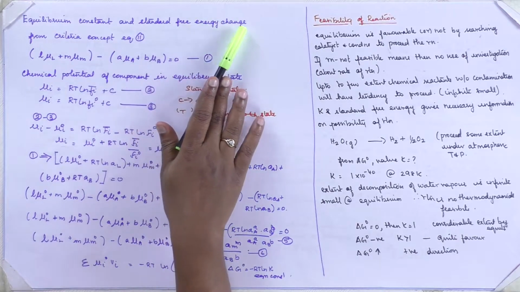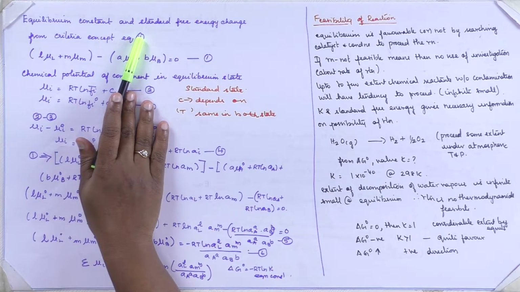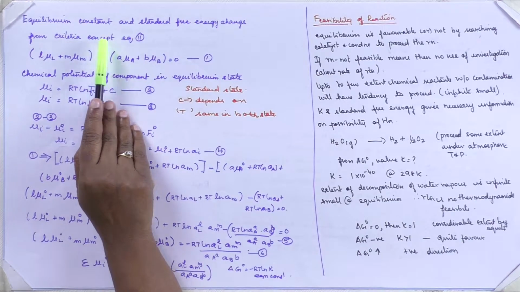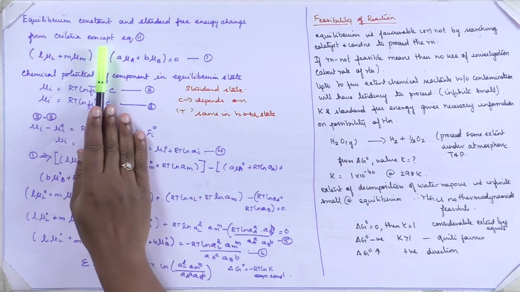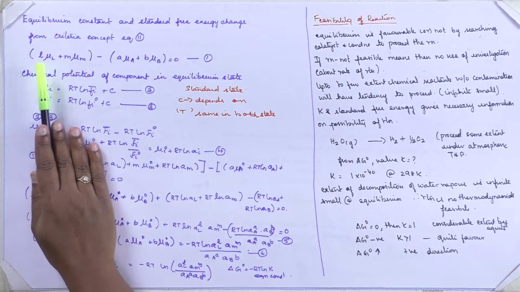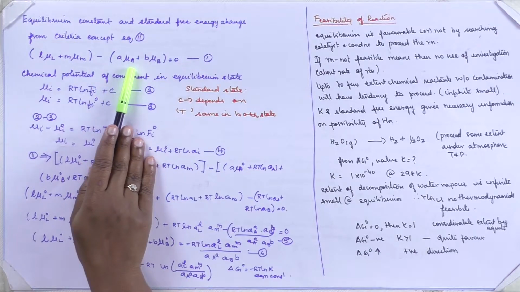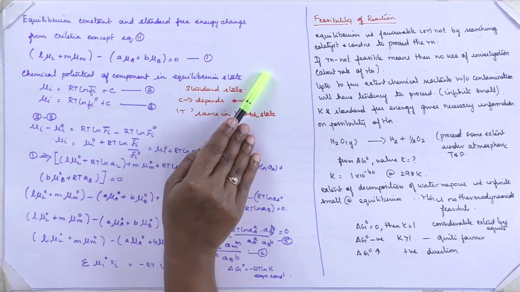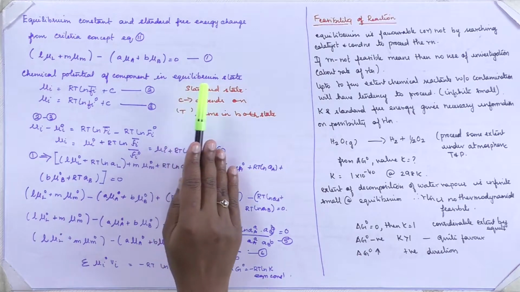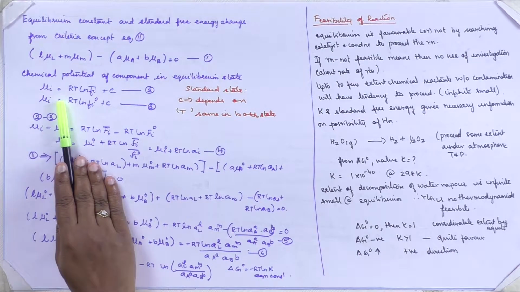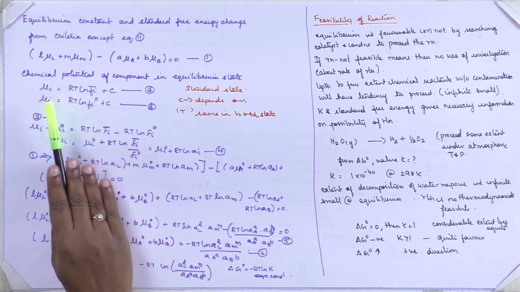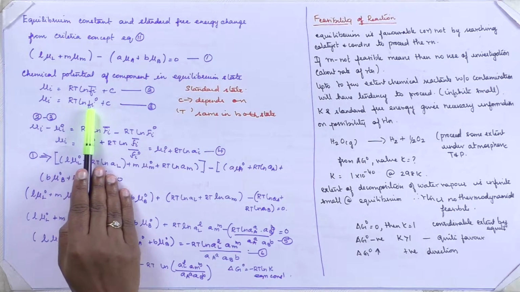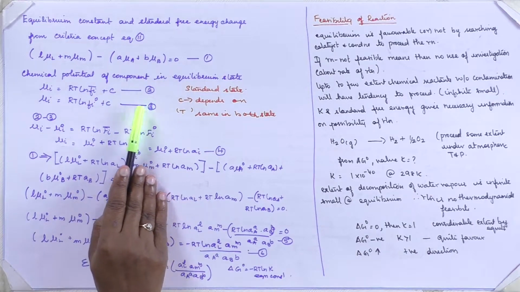Equilibrium constant and standard free energy change for the criterion concept equation. So, we are going to derive the equilibrium constant for standard free energy change and the criterion concept. We are taking the equation for the criterion concept already taken, where l mu L plus m mu M minus a mu A plus b mu B is equal to 0 as equation 1, and we already know that the chemical potential of the component in the equilibrium state is mu i is equal to RT ln f_i bar plus C. This is considered as equation 2, and mu i is equal to RT ln f_i naught plus C, and this is considered as equation 3.